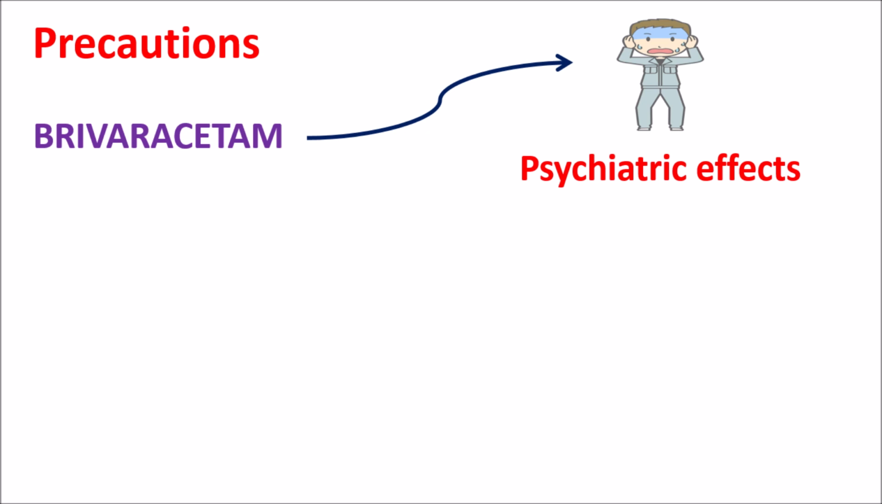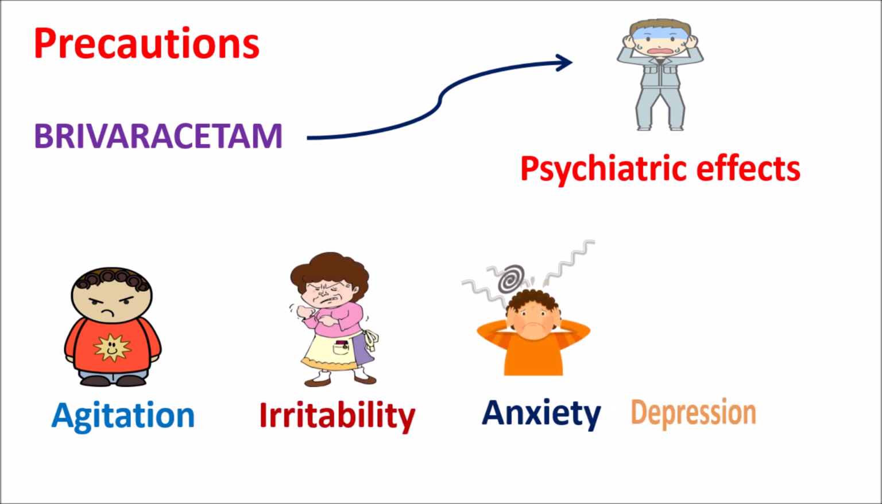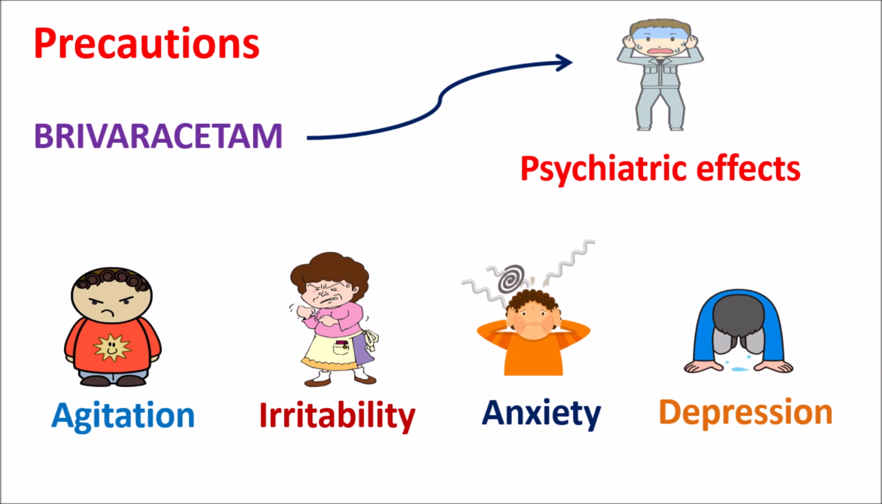Because of this action, brivaracetam can produce some agitation in people, irritability, anxiety, and it can also produce some depressive symptoms. So all these psychiatric effects can be observed with brivaracetam along with neurological effects. Since this drug acts on the CNS, these effects are commonly observed. But when these effects are more pronounced, then care should be taken while using this brivaracetam.